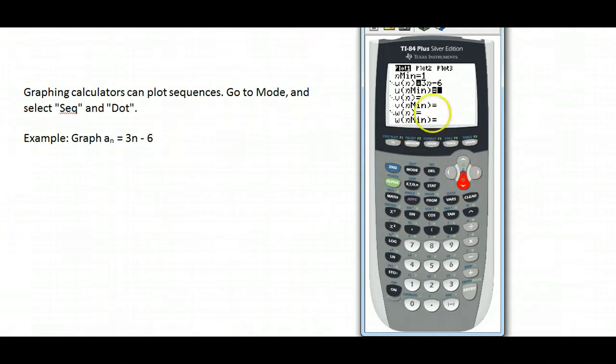So you can see that I've already put this 3n minus 6 in here into my u sub n, and I'm going to go to my window, and my starting n is 1, my maximum n is 10. That means I'm going to plot 10 points. So that means that along the x-axis I can go from 0 to, let's say, 12, just so we have room.